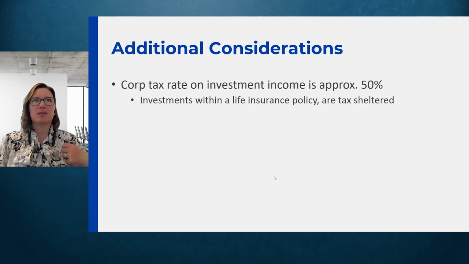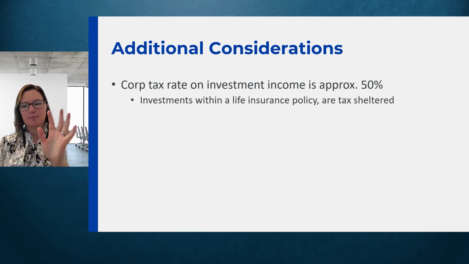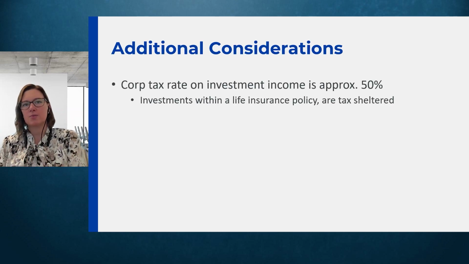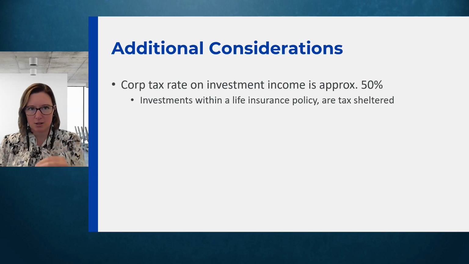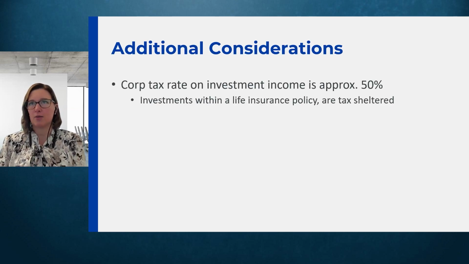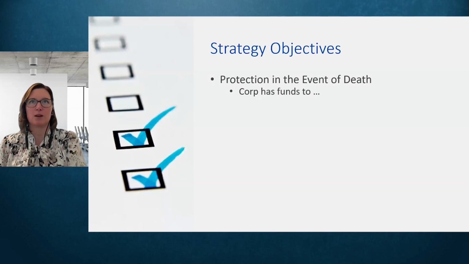A couple of other things to keep in mind. If you were to not purchase the life insurance and you just had the mutual fund investment growing every year, keep in mind the tax rate on investment income for a company is 50%. The tax rate for investments within the life insurance policy are tax sheltered. Right away, you're giving the client a big benefit by putting some of those dollars that they're investing anyways in something that's being taxed every year into something sheltered. You're giving a huge benefit.